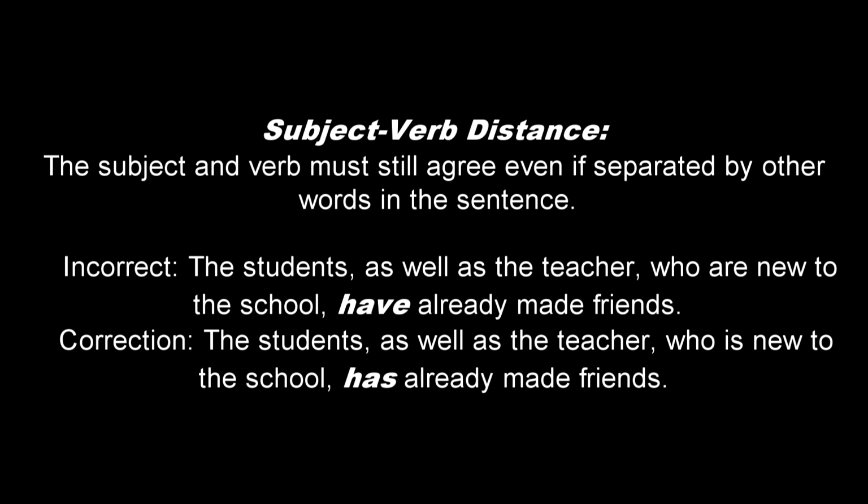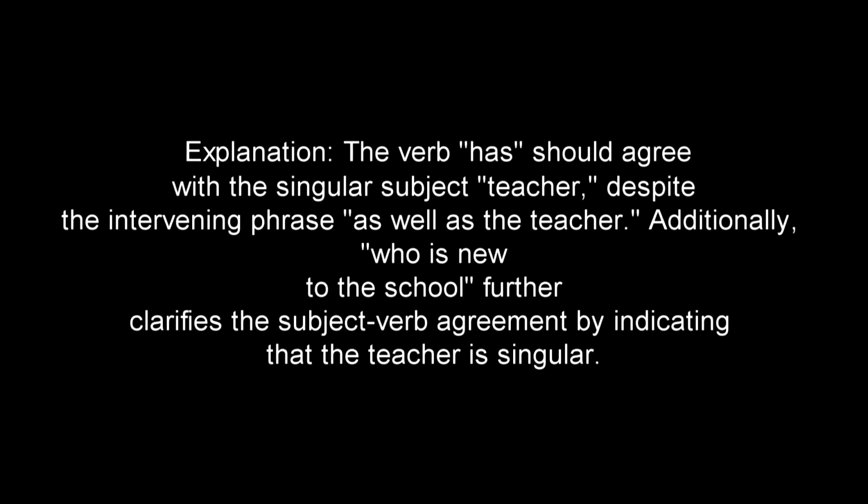Subject-verb distance. The subject and verb must still agree even if separated by other words in the sentence. Incorrect: the students, as well as the teacher, who are new to the school, have already made friends. Correction: the students, as well as the teacher, who is new to the school, has already made friends. Explanation: the verb "has" should agree with the singular subject, teacher, despite the intervening phrase "as well as the teacher." Additionally, "who is new to the school" further clarifies the subject-verb agreement by indicating that the teacher is singular.